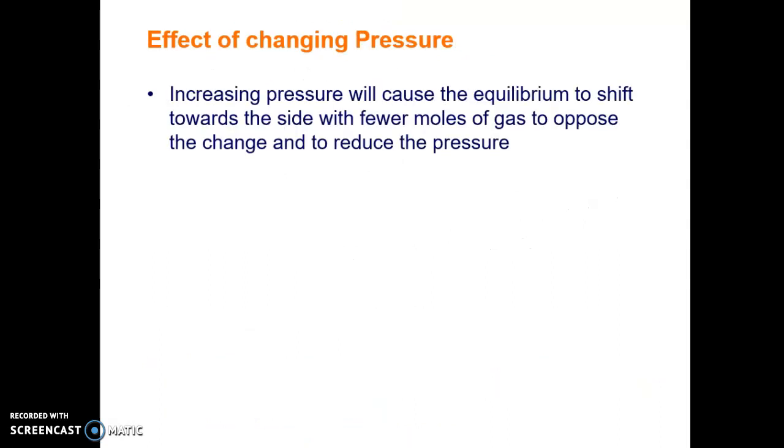We move on to the second factor that can change the position of equilibrium. The factor that we're going to look at here is pressure. Now pressure is a slightly tricky factor to visualize, because when you look at the equation, you will not be able to identify the pressure straight away.